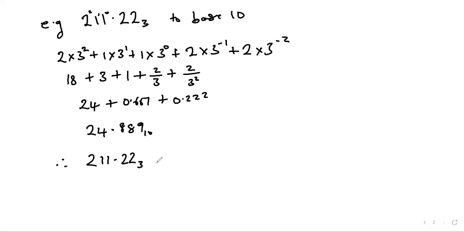So therefore, 211.22 base 3 is equivalent to what? 24.889 base 10. Have you seen how simple that is? So let's take another example to further make you understand it better. Let's take another example. This time around, we take a base 2 number.